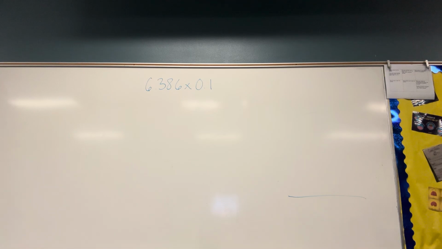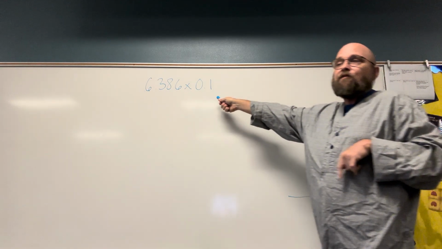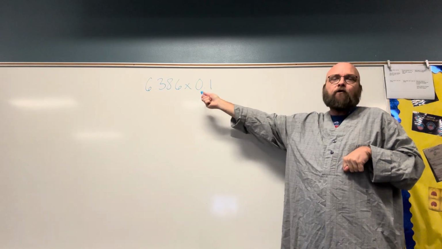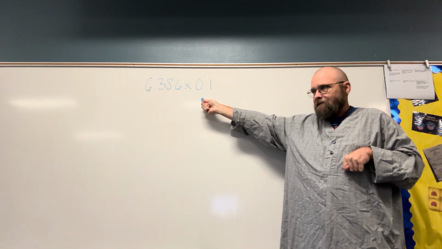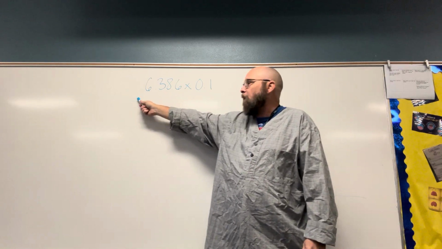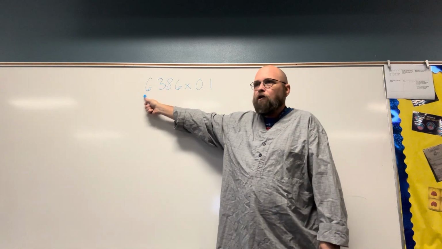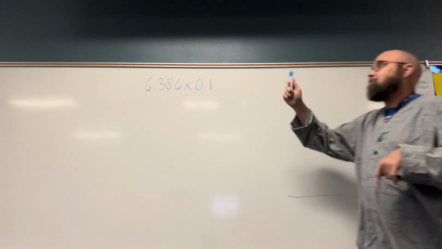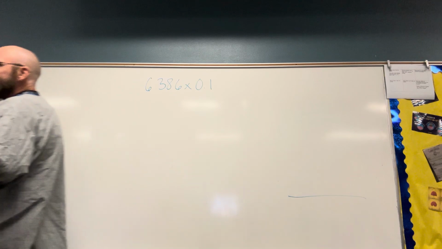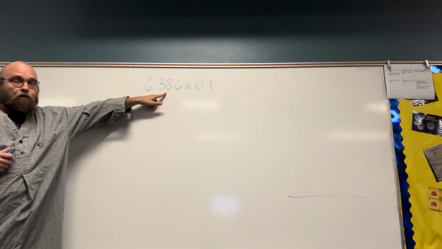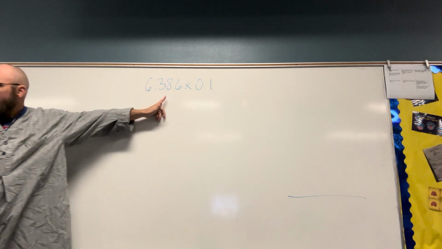Now we're multiplying by 1/10. So Tiernan, is 1/10 less than or greater than 1? Less. That means my answer is going to get smaller than what I start with. I start with 6 and 386 thousandths. I need to make 6 and 386 thousandths smaller by 1/10, which means each place value is going to be 1/10 smaller.